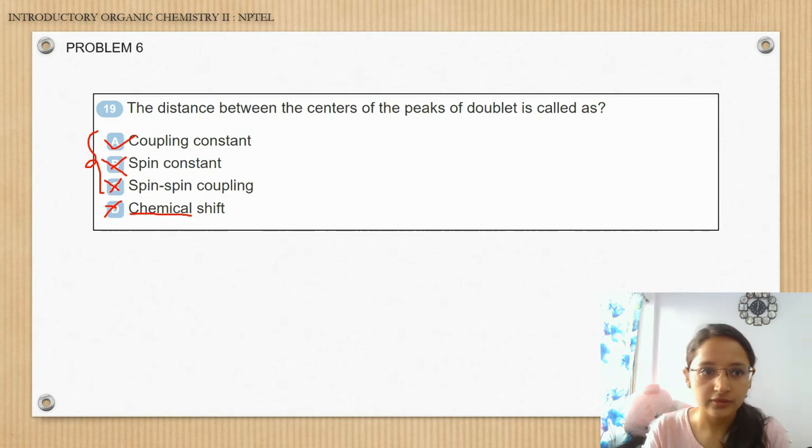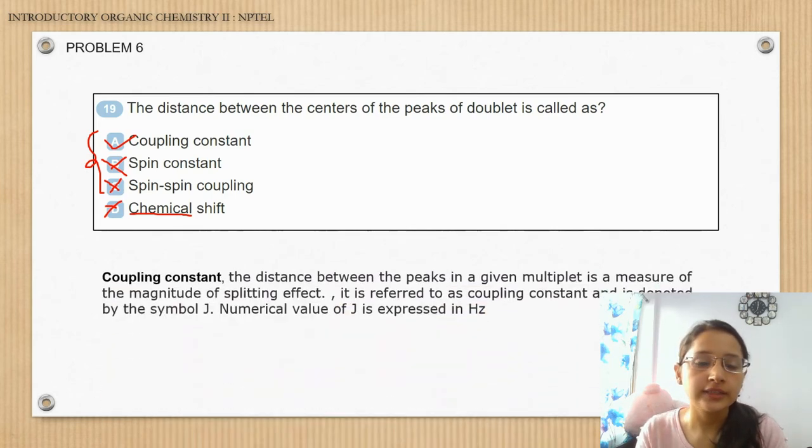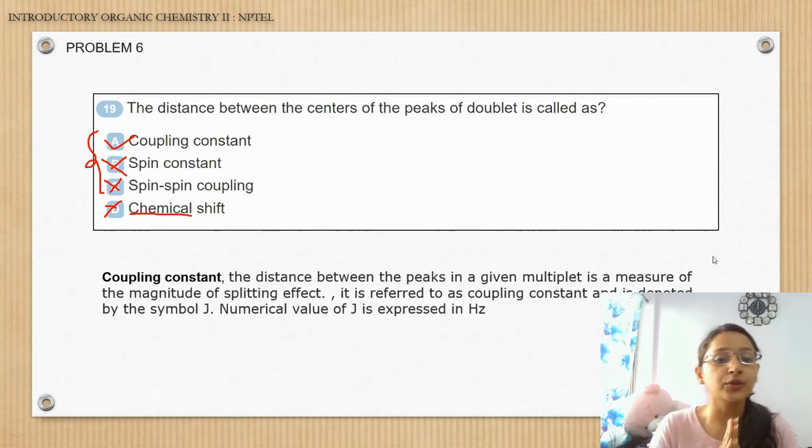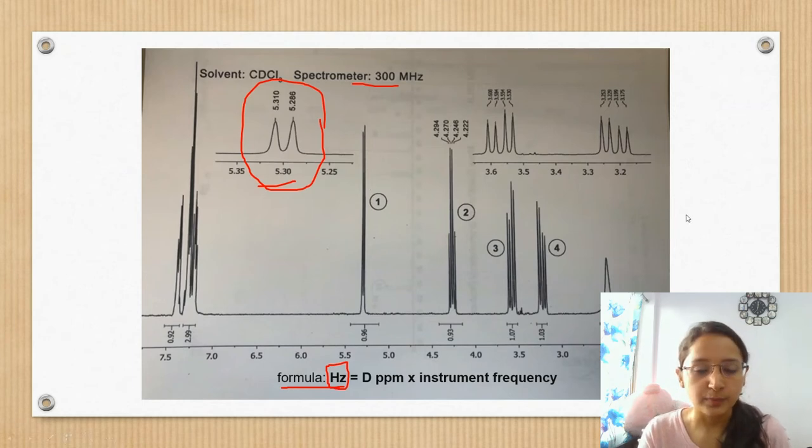Yes, okay. So here the question is: the distance between the center of peaks of a doublet is called as what? First we have to know whether it is the coupling constant, spin coupling, or the chemical shift. We have discussed the chemical shift value, right? Just see this example. Here, this is a doublet. We have chemical shifts like 5.310 at which it is resonating, and 5.286, that is the chemical shift value of this doublet.